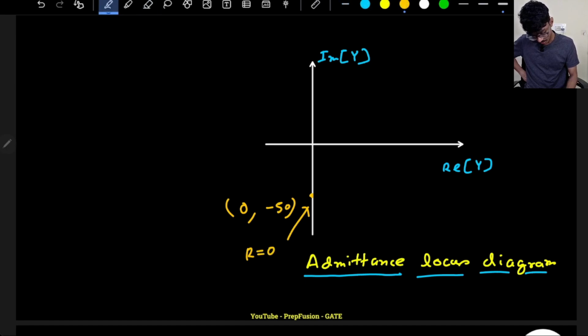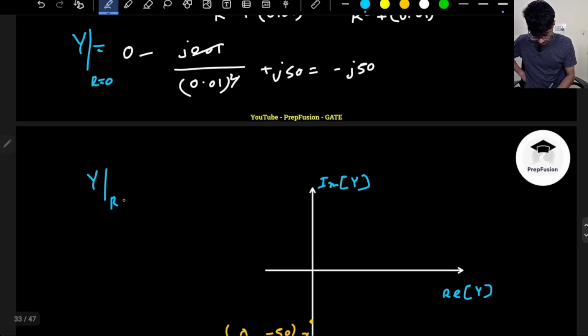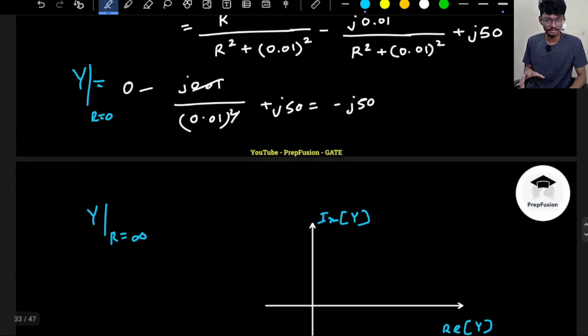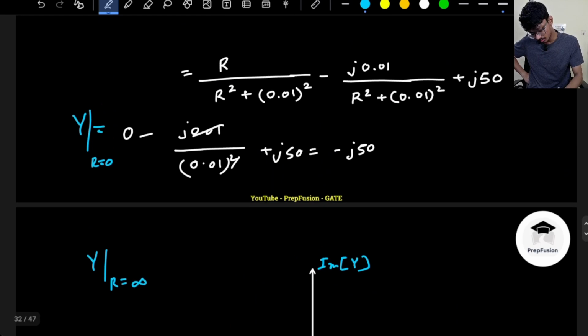Okay, what about at r equals to infinity? You don't always have to use a table. With a table also you can solve. Simply write the real and imaginary part, that's it. Without a table also you can solve. So there are multiple ways to solve a single question. Just write the real portion of y and the imaginary portion, and from there also you can plot it on the graph. Angle also you can do, magnitude also you can do, or real or imaginary also you can do, whatever suits you. So at r equals to infinity, what is happening?